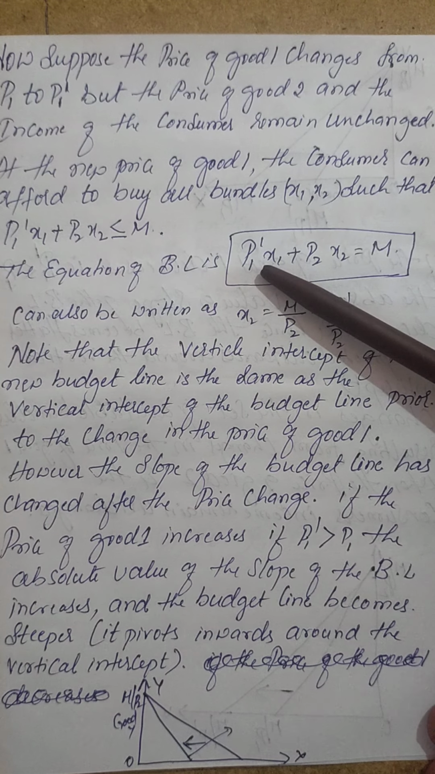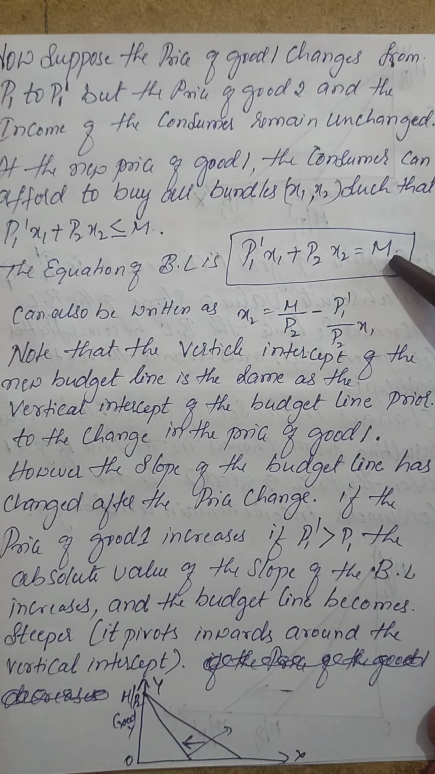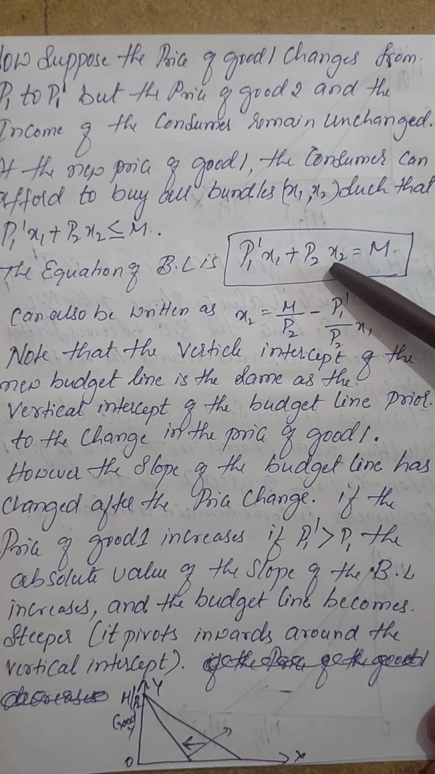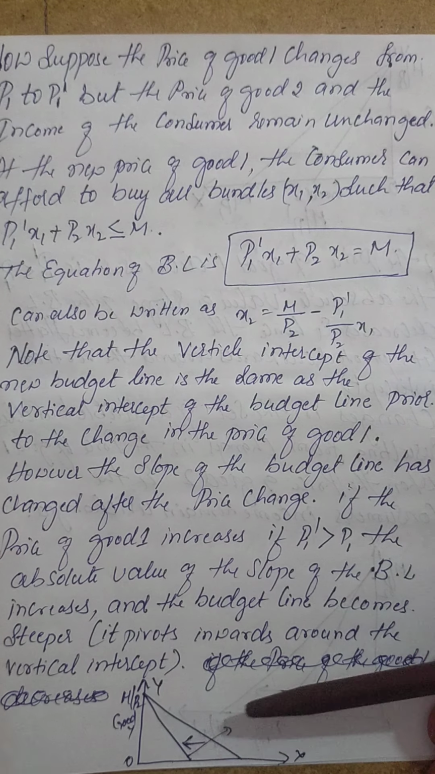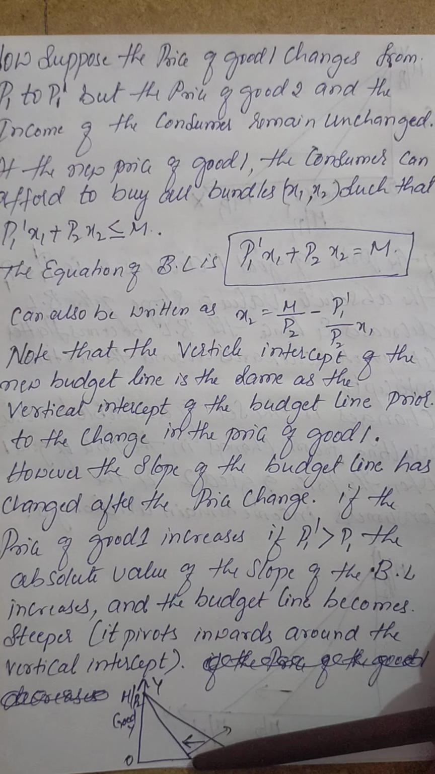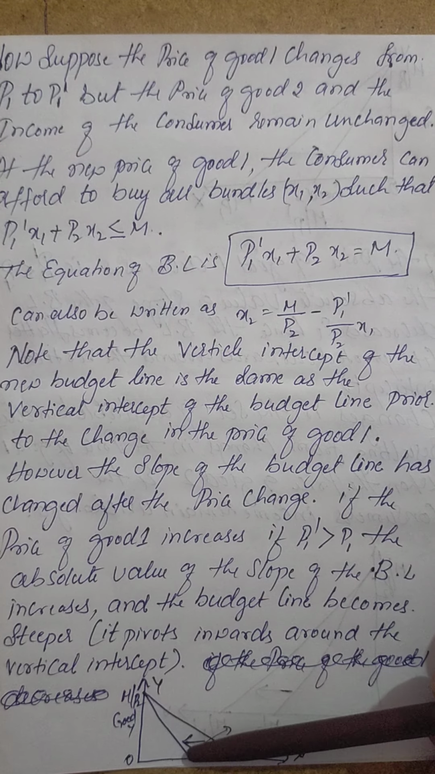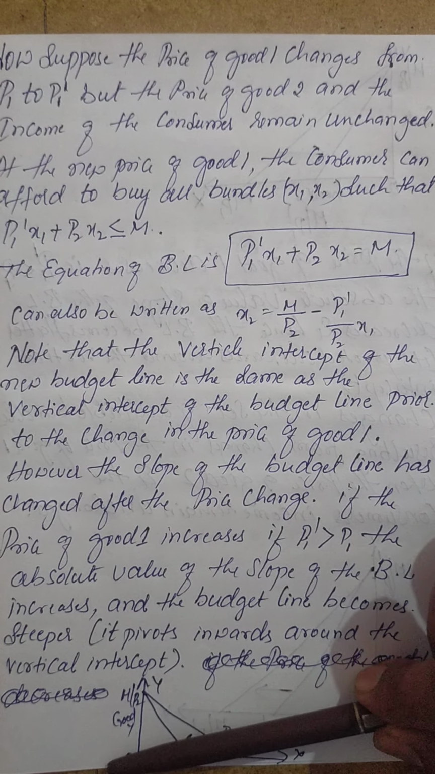So because of that, since income is 20 rupees only, let us consider the price of the second good is 5 rupees, and the price of the first good has become 10 rupees. Because of that, this particular line becomes very steep. When it becomes steep, it moves inwards.